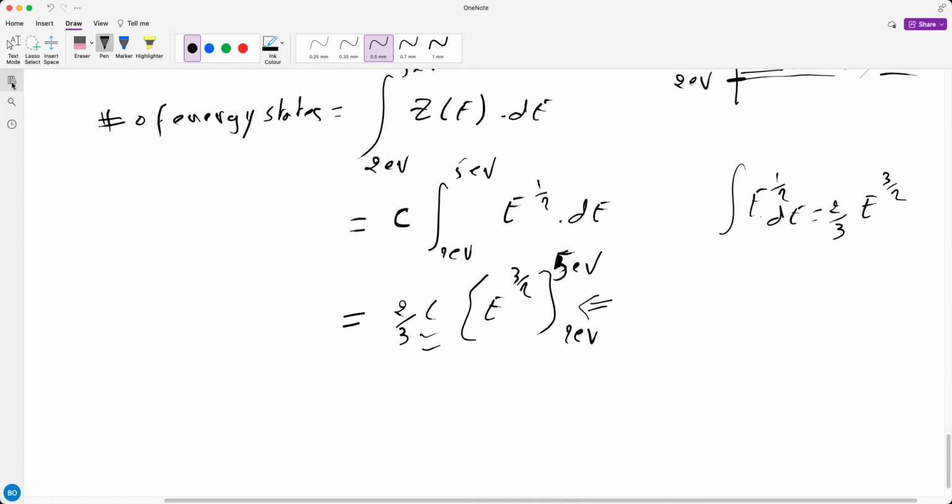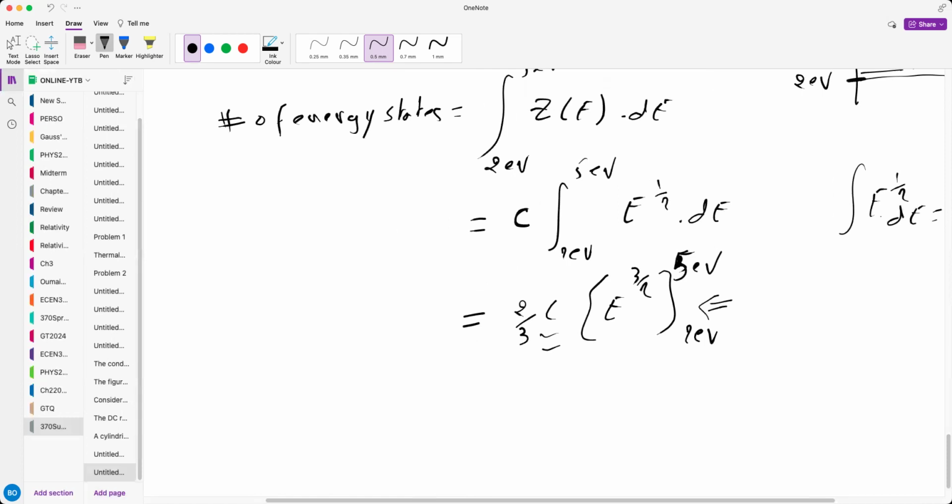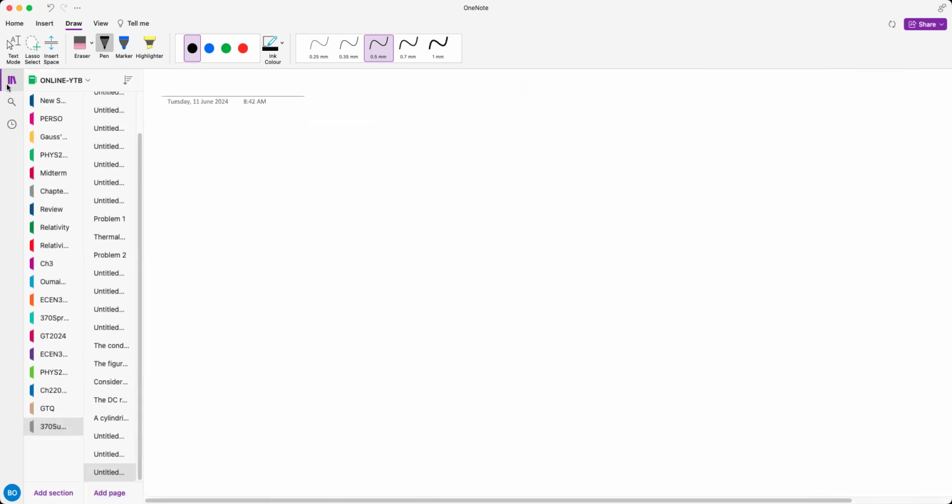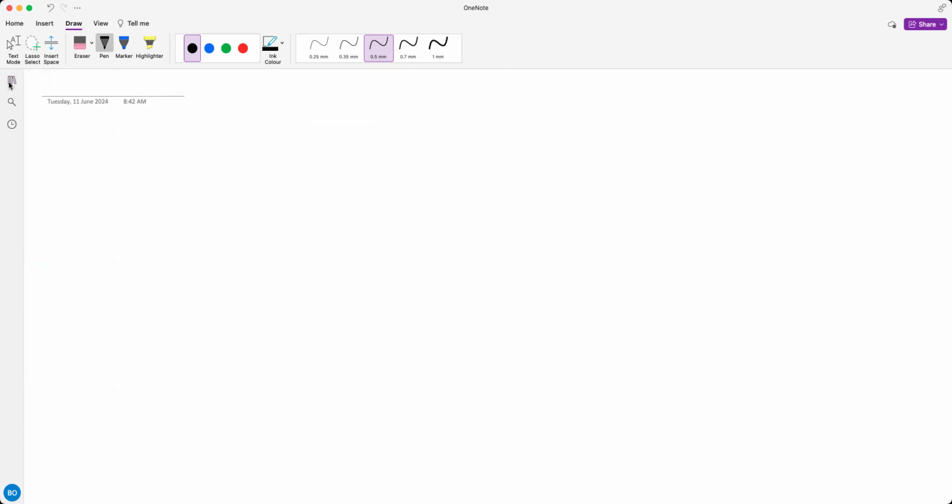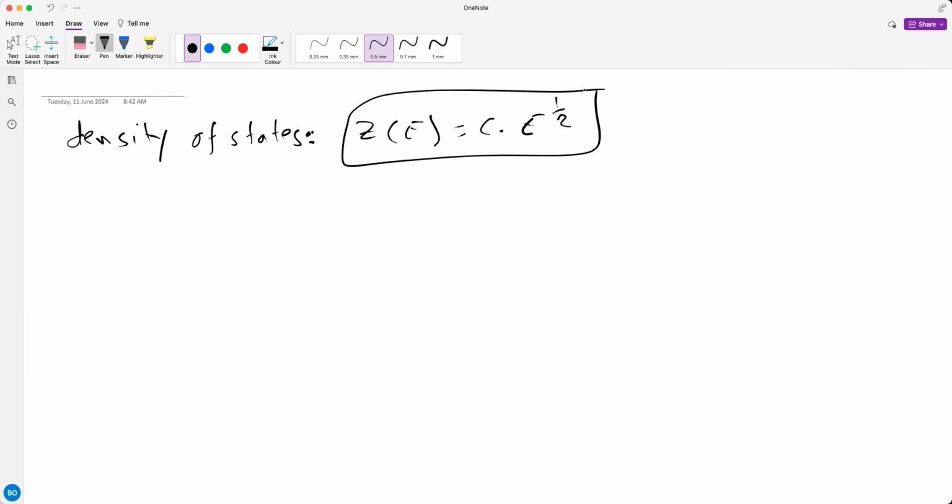So let's go to another page. So the density of state. The density of state now, it's very simple. The density of state is what we just calculated, that is a constant. Very simple. Okay.